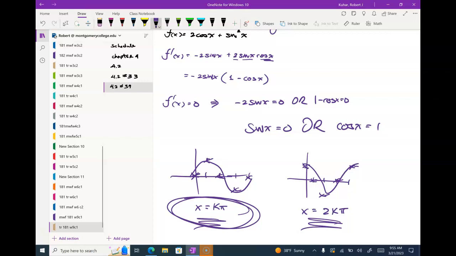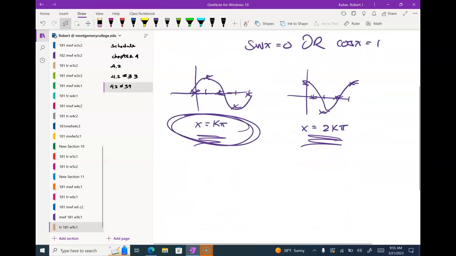So what is k? k is an integer. Yep, so k belongs to the set ..., -3, -2, -1, 0, 1, 2, 3, ..., etc. Integers.